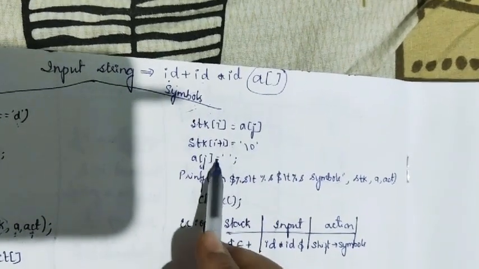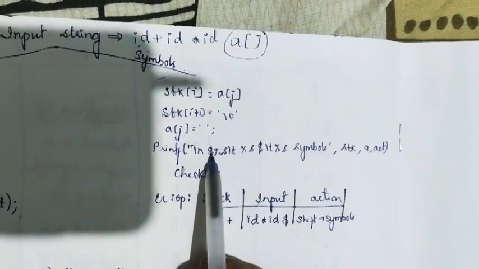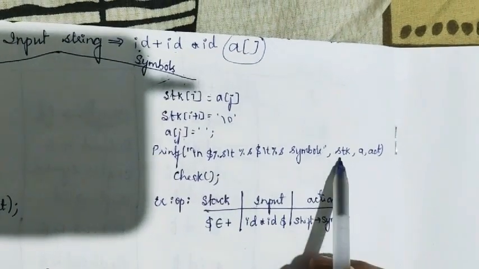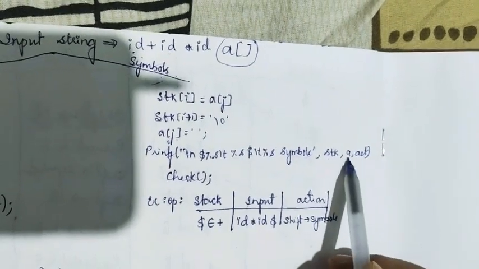Again we have to display this also. To display this, we are using dollar %s. This %s is for the stack. Again %s dollar, that is nothing but the input string.